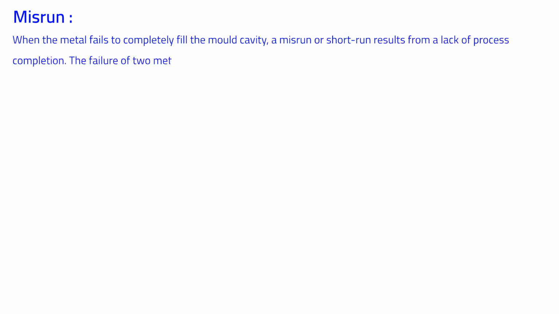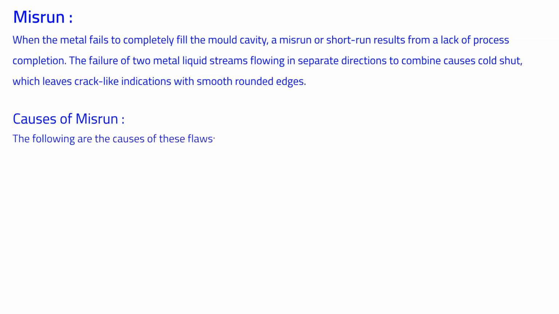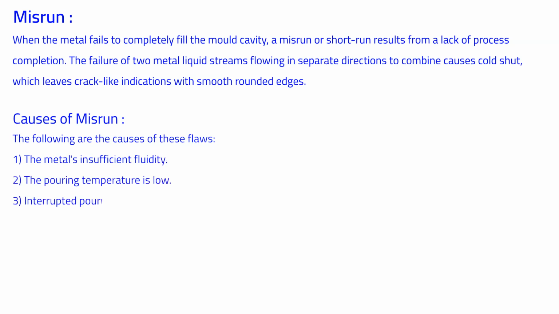Misrun. When the metal fails to completely fill the mold cavity, a misrun or short run results from a lack of process completion. The failure of two metal liquid streams flowing in separate directions to combine causes cold shut, which leaves crack-like indications with smooth rounded edges. Causes of misrun. The following are the causes of these flaws. The metal's insufficient fluidity. The pouring temperature is low. Interrupted pouring, incorrect gate, runner, and sprue sizing, and sections that are thin.